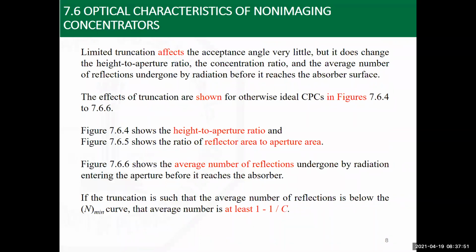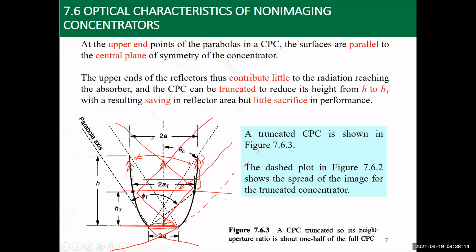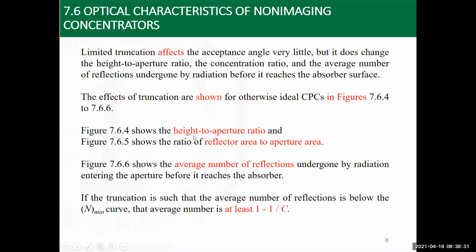And then the performance characteristics of this absorber have been plotted in 3 figures. The first provides us with the height to aperture ratio, the ratio of the height to the aperture. To remind you, the aperture basically is this kind of opening at the top, which is 2A. This is our aperture here. And this is the 2A dash, this is the receiver. So this is the distance here, and that's the distance here. So the value of H divided by 2A is provided here in this figure.